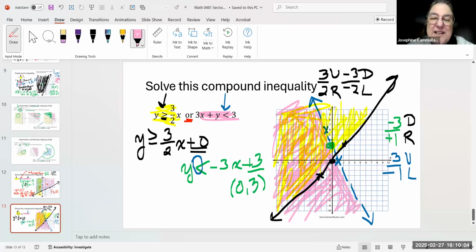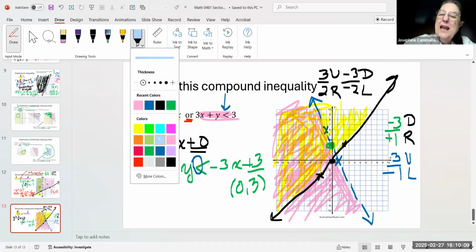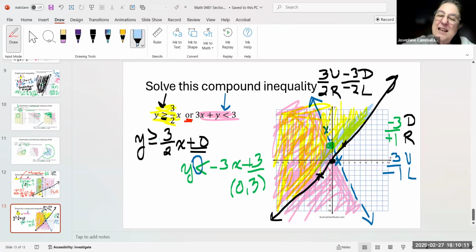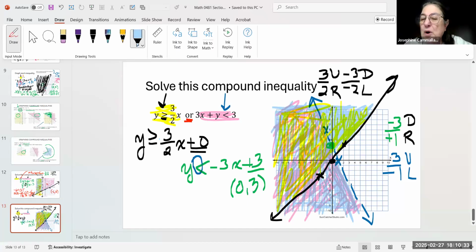And because this is an OR, okay, let me show you what happens. It's not just where the pink and the yellow crossed, it's where everything was shaded because it's an OR. Notice I only have this blank area, this white area.